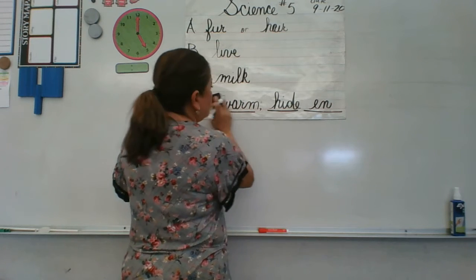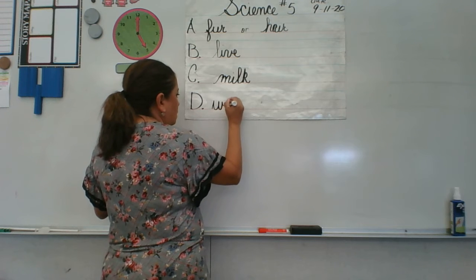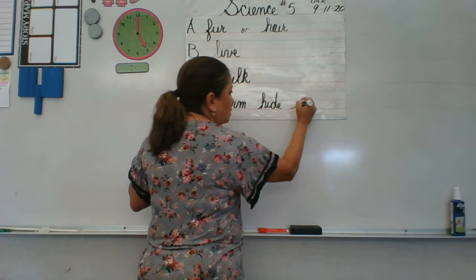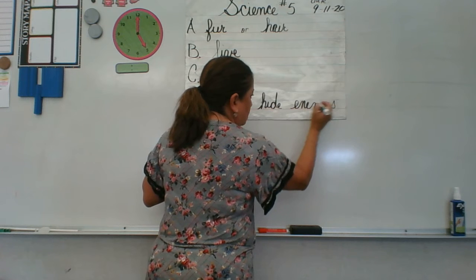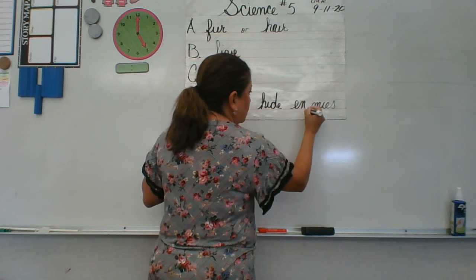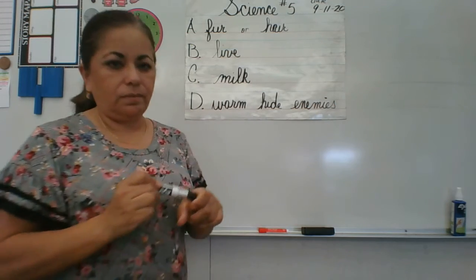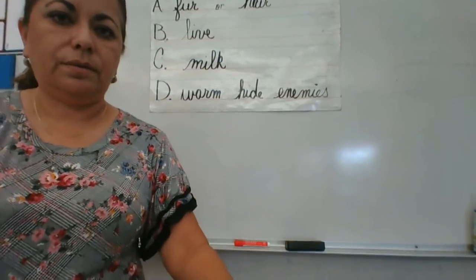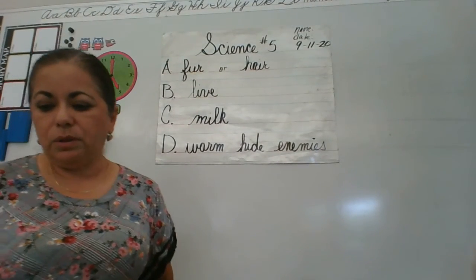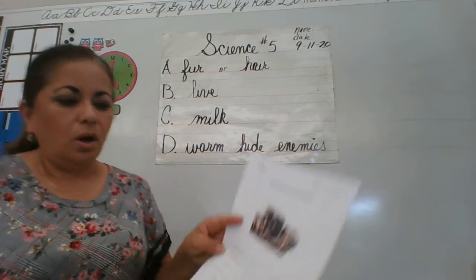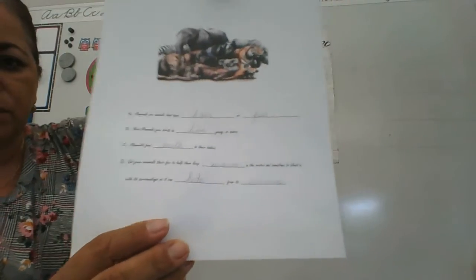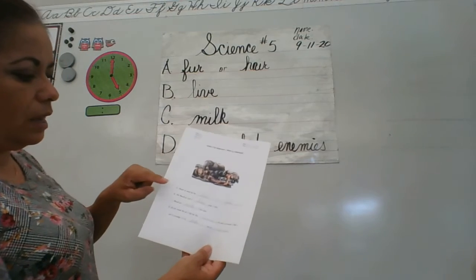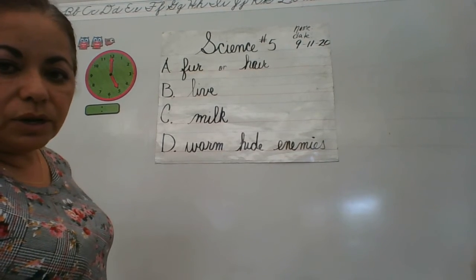Oops, and I ran out of space. Let me do this over again. So the first one was warm and then hide. And the last one is enemies, okay? Let me pull you a little bit forward so you can see that better. All right, you want to copy those on your paper. So all of your blanks will be filled in with the answers we just wrote. See right here? You're going to fill them in right here in that order. A, B, C, and D. So we have A, B, C, and D. Fill those in. Pause the video if you need to.